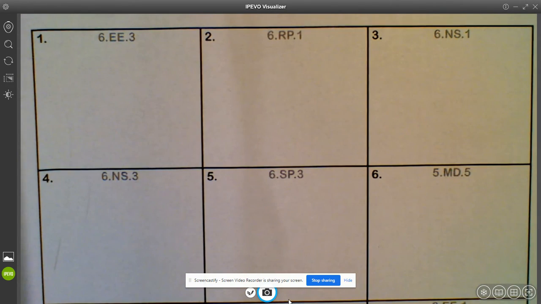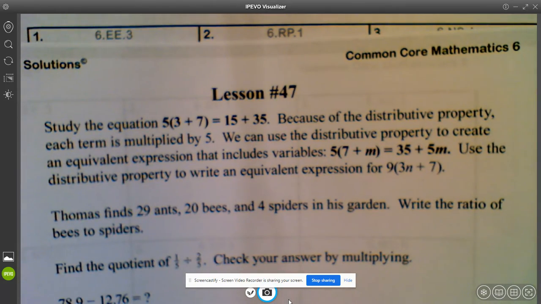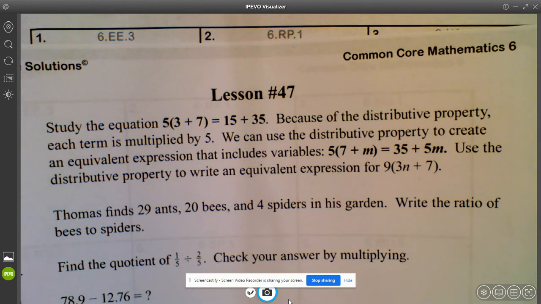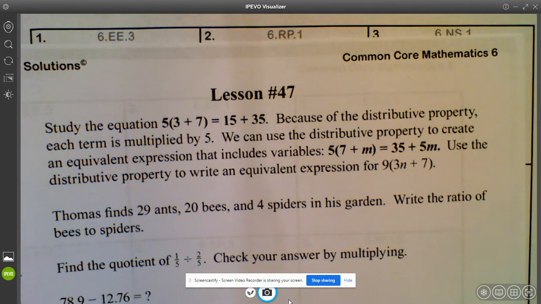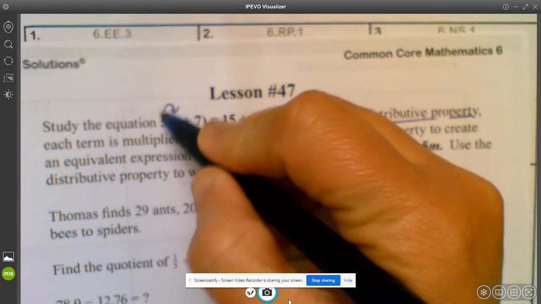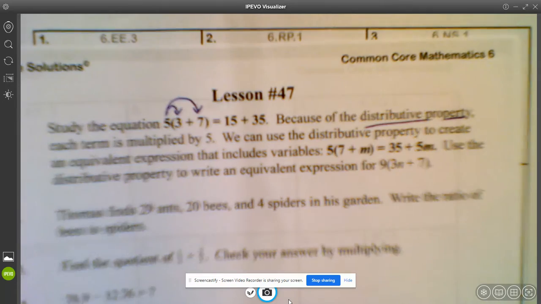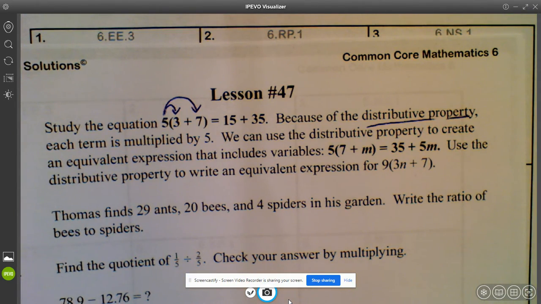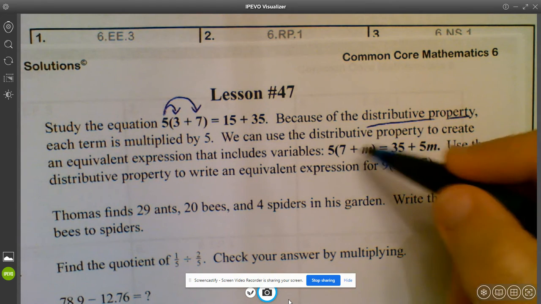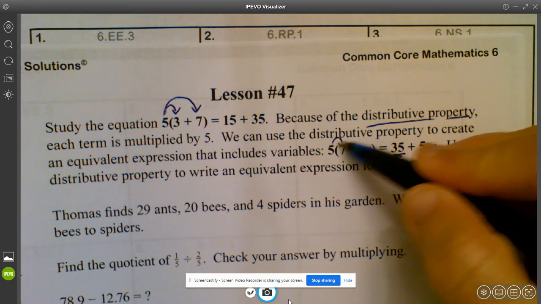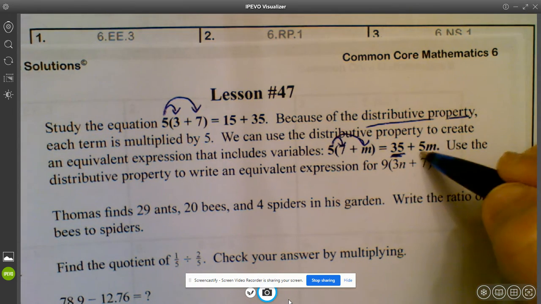So problem 1, I'm just going to hold this under here and read it. Study the equation 5 times 3 plus 7 equals 15 plus 35 because of the distributive property. So we're multiplying 5 times 3 and then 5 times 7. We can use the distributive property to create an equivalent equation, even if it includes variables. So 5 times 7 is 35, 5 times m is 5m.